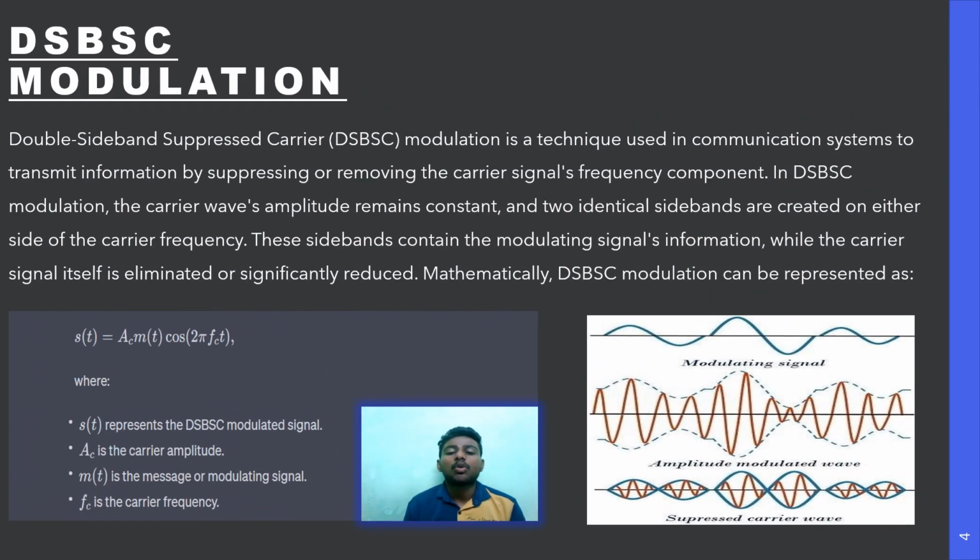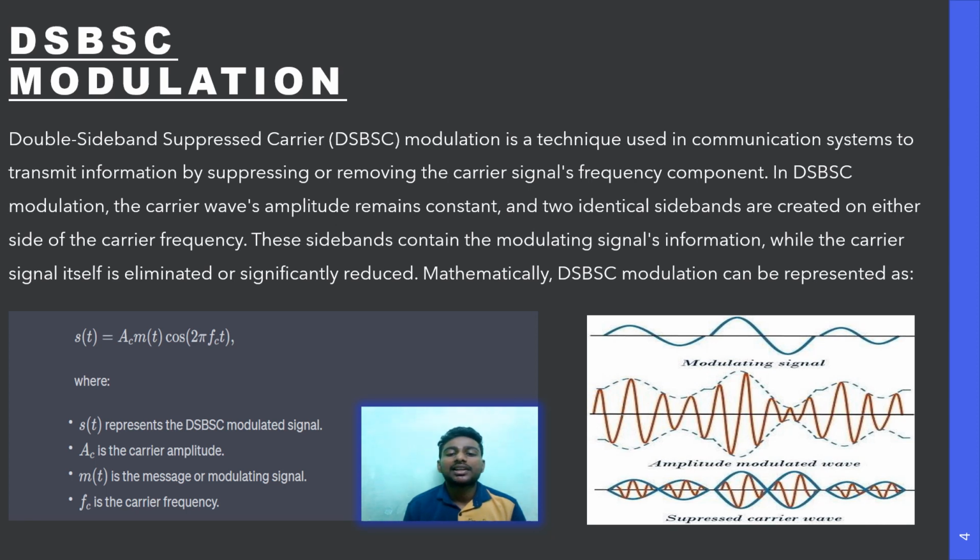DSBSC modulation. What is DSBSC modulation? Double sideband suppressed carrier modulation. It is a technique used in the communication system to transmit the information by suppressing or removing the carrier signal's frequency component. In DSBSC modulation, the carrier wave's amplitude remains constant and two identical sidebands are created on either side of the carrier frequency. These sidebands contain the modulating signal's information while the carrier signal itself is eliminated or significantly reduced.